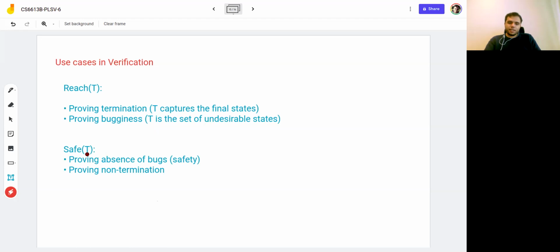So if you let T be the set of all desirable states, all states which are not leading to a bug or an error, then safe of T is basically, if you can prove that player one has a way of ensuring safety in the set T, you have basically proven the absence of bugs. And that's also called safety naturally. And of course, you can prove non-termination. So if V minus T is the set of states in which the program terminates, then safe of T is basically the objective of non-termination. So we can model real-world verification objectives in terms of our game objectives, in terms of our two-player games on graphs.